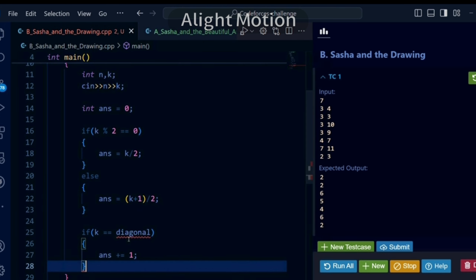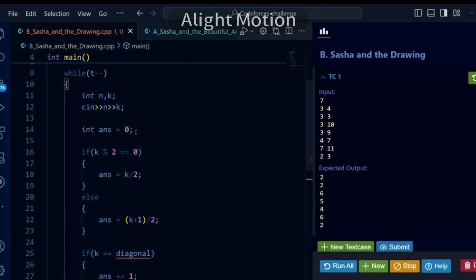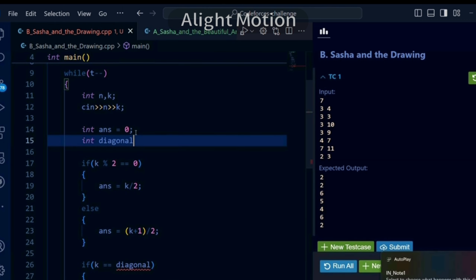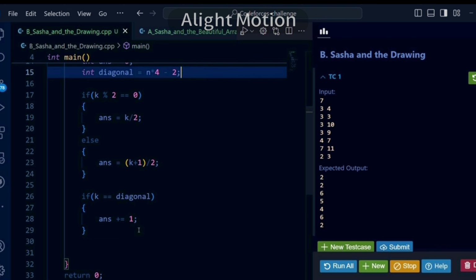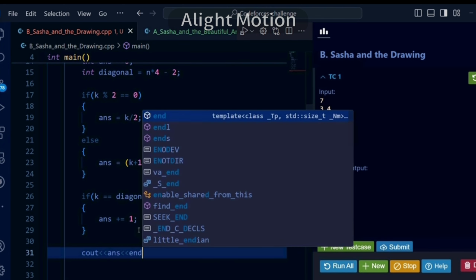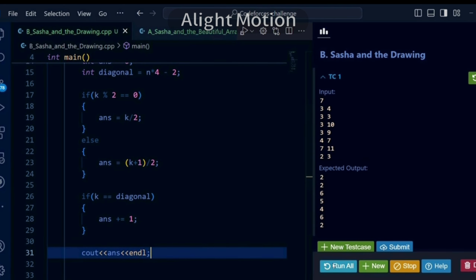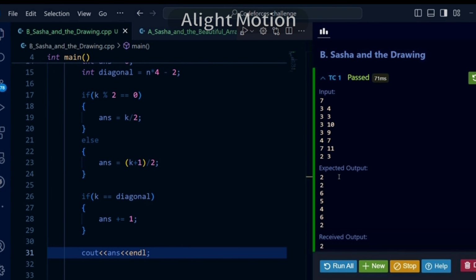Now I need to declare the diagonal, and the diagonal was what? n times 4 minus 2, I guess. Yeah, maybe, I'll check it again. And here I will simply print the answer. Let's see if I get the same output or not. Yeah, this is all accepted.